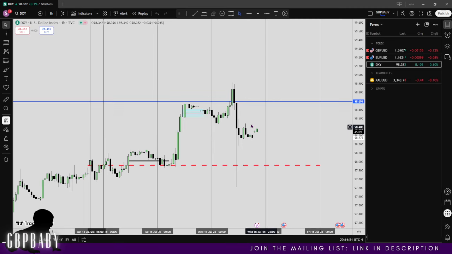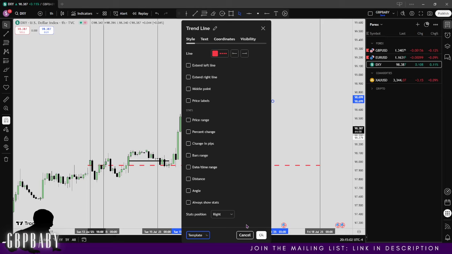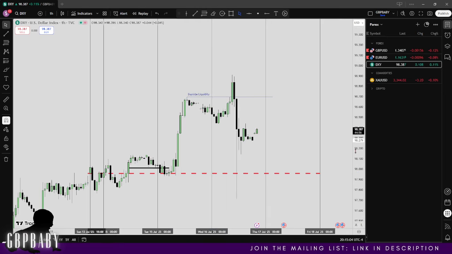So I'm going to get rid of this now. I'm going to get rid of this, get rid of this. We've hit our target, which I spoke about. Let's get rid of that. And let's just analyze it on a more local level. So you can see how we ran out buy side liquidity above Tuesday's highs, which is nice to see.